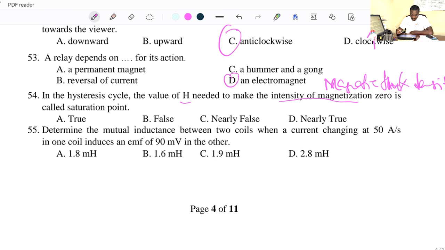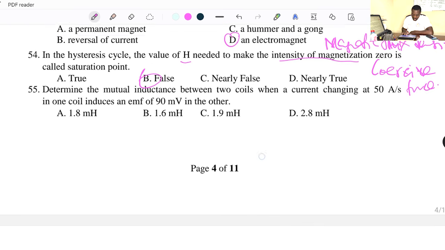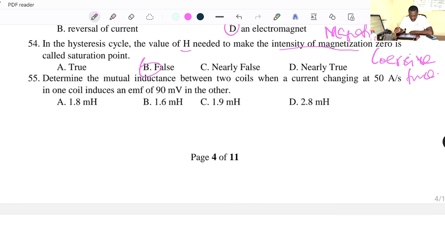No, this is not right. It is referred to as the coercive force. So this is false. We call this coercive force, not saturation point.